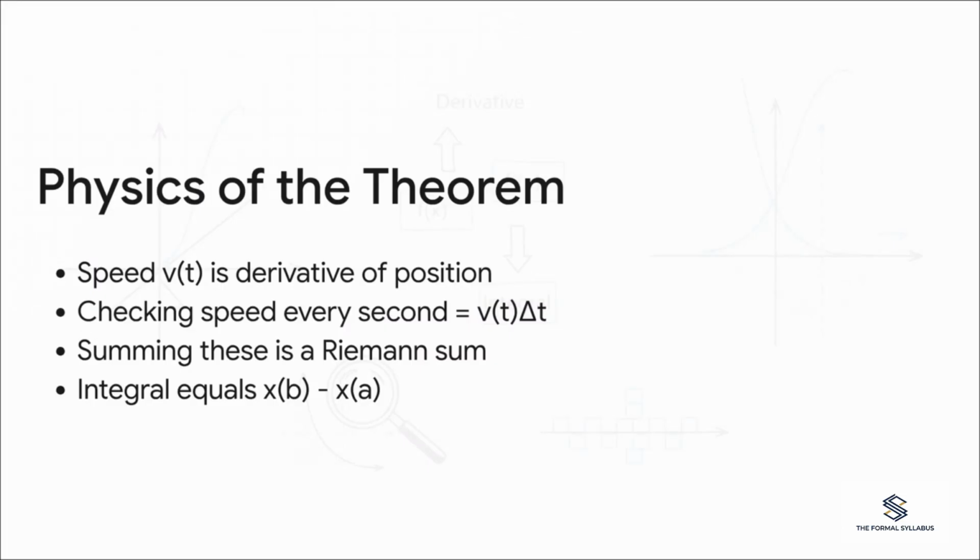Think about the physics of the theorem for a second. Imagine you're on a road trip and you obsessively check your speedometer every single second. In that 1 second, your delta t, the distance you travel is your speed multiplied by 1 second. If you add up all those 1-second distances over your entire trip, you're basically calculating a Riemann sum. It's an approximation of how far you went.